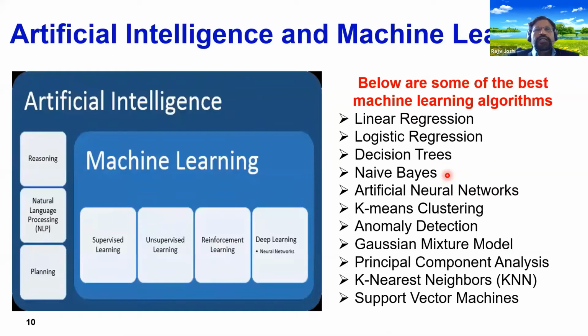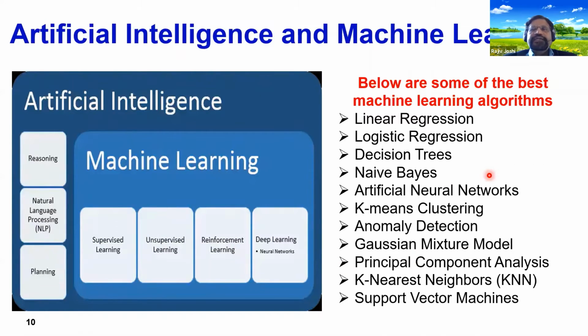So artificial intelligence and machine learning go hand in hand. But machine learning has all these learning techniques: supervised, unsupervised, reinforcement, and you can name many of these things. Artificial intelligence gives you additional flavor to it, and that is the reasoning part of it, natural language processing, and the planning part of it.